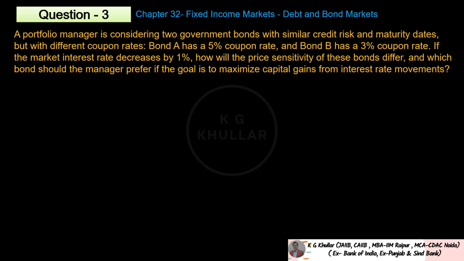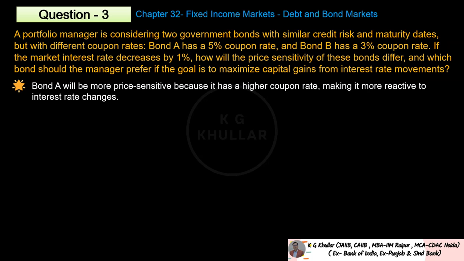The next question is from the chapter Fixed Income Markets, Debt and Bond Markets. And the question goes like this. A portfolio manager is considering two government bonds with similar credit risk and maturity dates, but with different coupon rates. Bond A has a 5% coupon rate and Bond B has a 3% coupon rate. If the market interest rate decreases by 1%, how will the price sensitivity of these bonds differ, and which bond should the manager prefer if the goal is to maximize capital gains from interest rate movements? And these options are given to you.